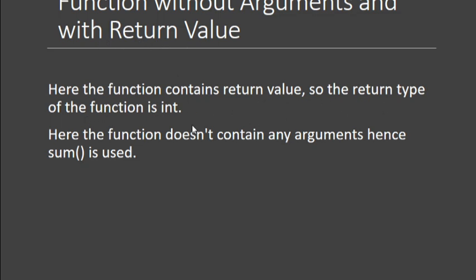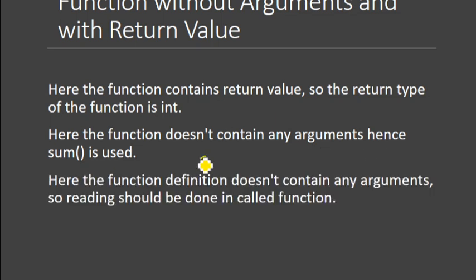The return type of the function is integer because I'm going to add two integer values. So the result of the two integer values is an integer, hence it has to return an integer value. Here the function does not contain any arguments, so here sum.